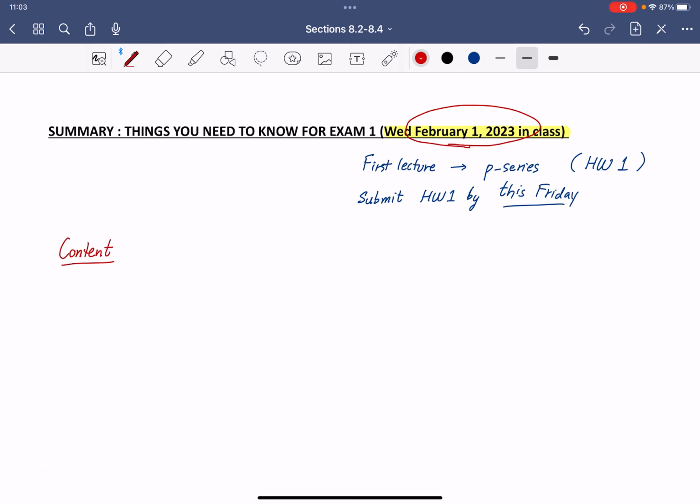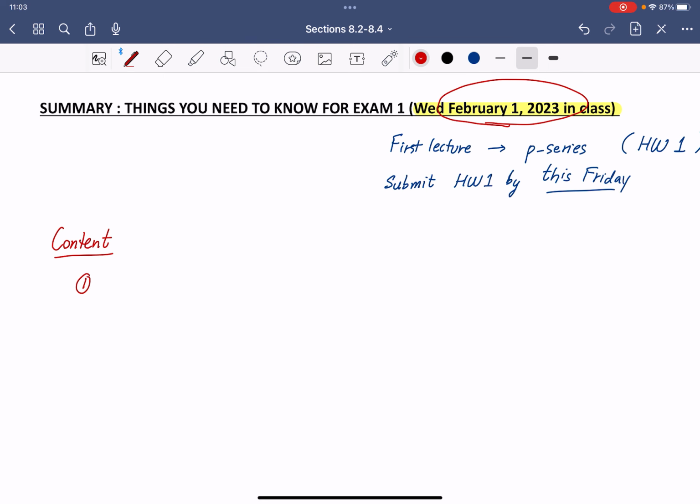So the content for the exam, the first one, is improper integrals. We're going to have more, but this is just part 1. Improper integrals have 2 types, type 1 and type 2. Type 1 is the one where you integrate and have negative infinity or plus infinity as a bound. The way to fix it is to change it to t and take the limit.